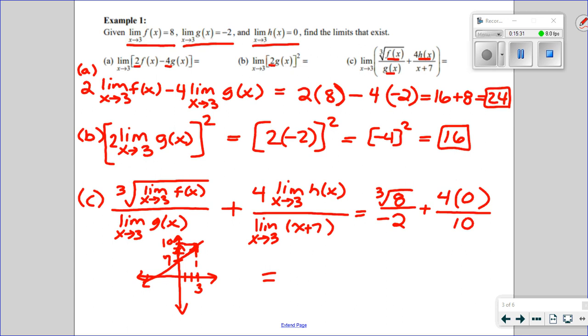Cube root of 8 equals 2. Now 4 times 0 is 0. Okay, now we're going to end up with 2 divided by negative 2, which equals negative 1, plus, well, 0 divided by 10 equals 0, and negative 1 plus 0 equals negative 1. So we end up with negative 1 in the end, after lots of work.